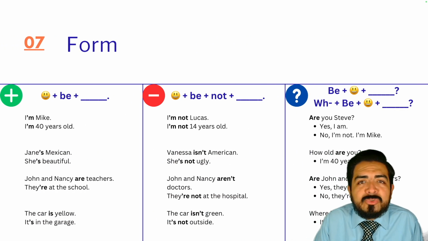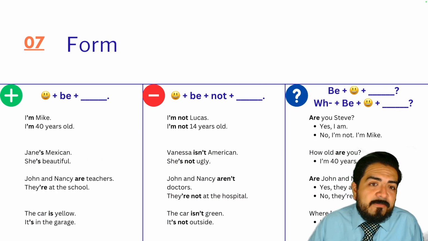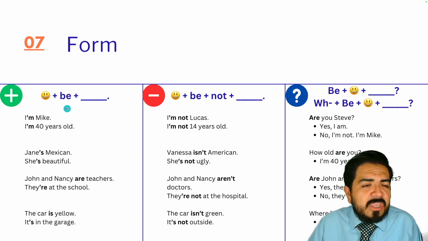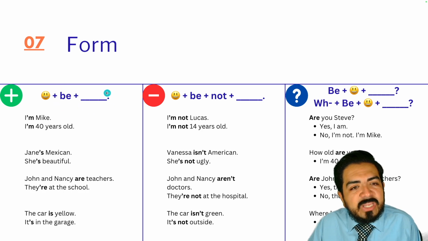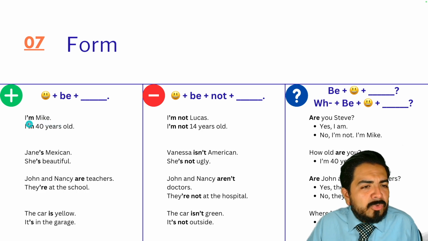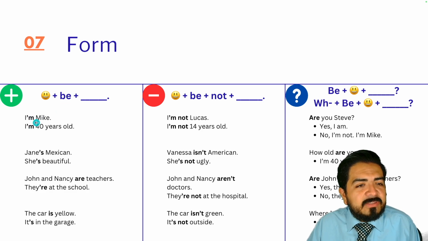The verb be is structured in three forms: affirmative, negative, and interrogative. Yeah? In the affirmative form, we have a subject, we have the verb be, and then we have a complement. Yeah? For example, I'm Mike. Notice that even when we have a contraction, we still have the verb be. It's contracted, but it's there. Okay? So the subject is I, the verb be is am, and finally the complement is Mike.